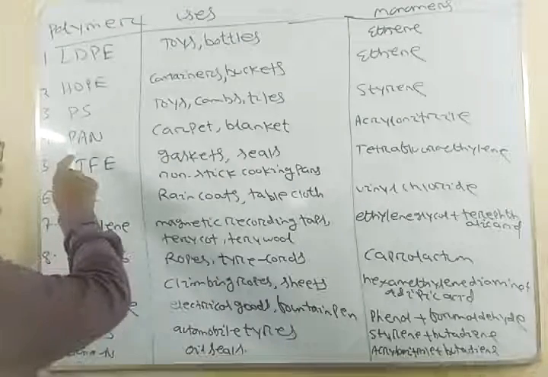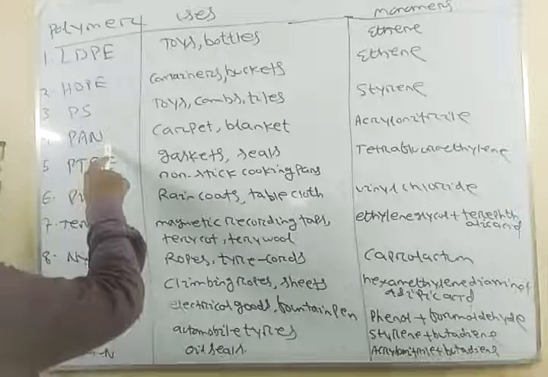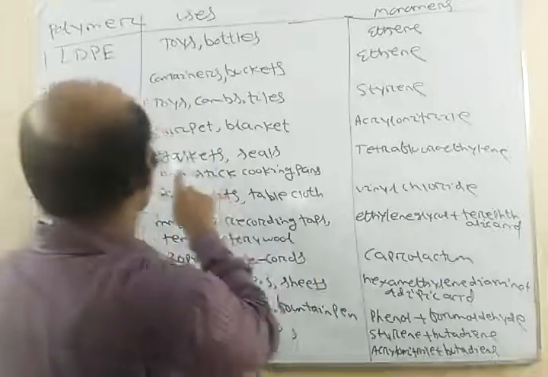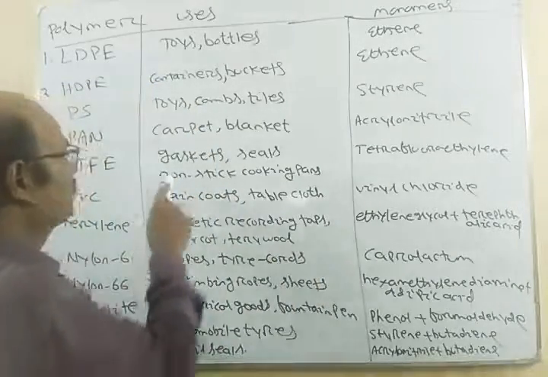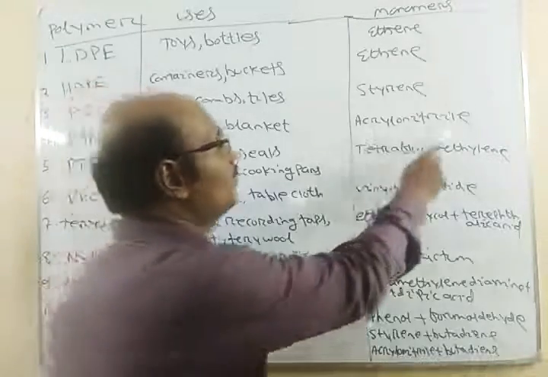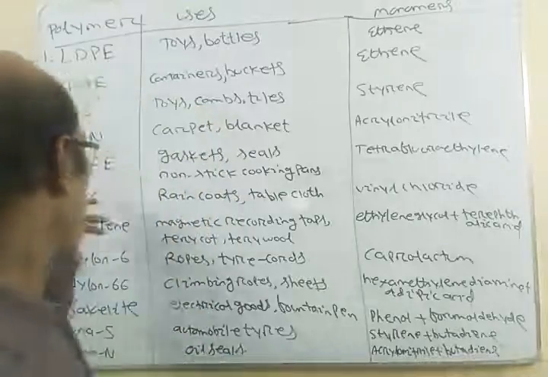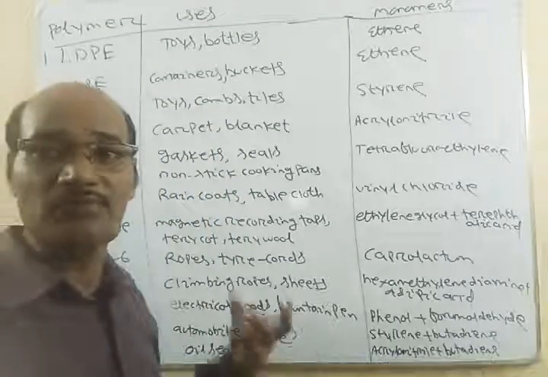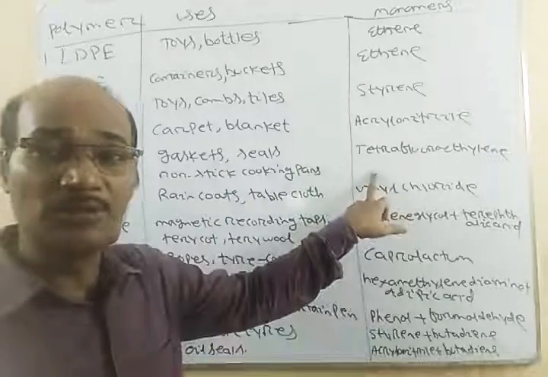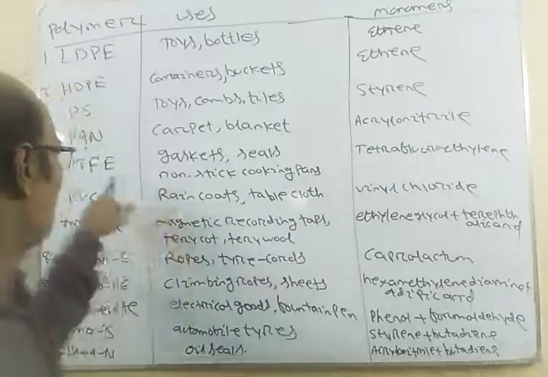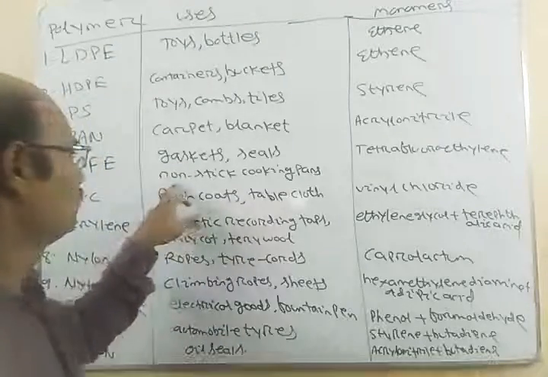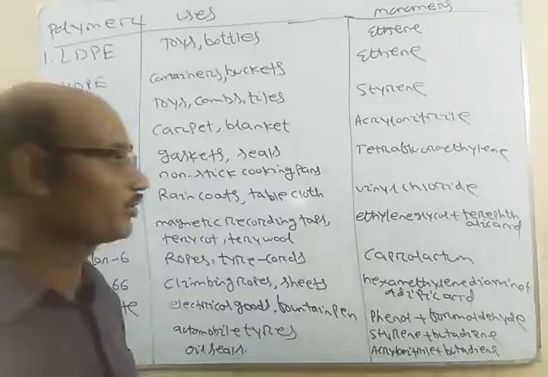PAN, polyacrylonitrile, PAN or acrylon or orlon. The uses are to manufacture carpets and blankets and the monomer is acrylonitrile. Next is PTFE, polytetrafluoroethylene. The monomer is tetrafluoroethylene and PTFE we are using for making gaskets, seals in the pressure cooker and also non-stick cookware pans.